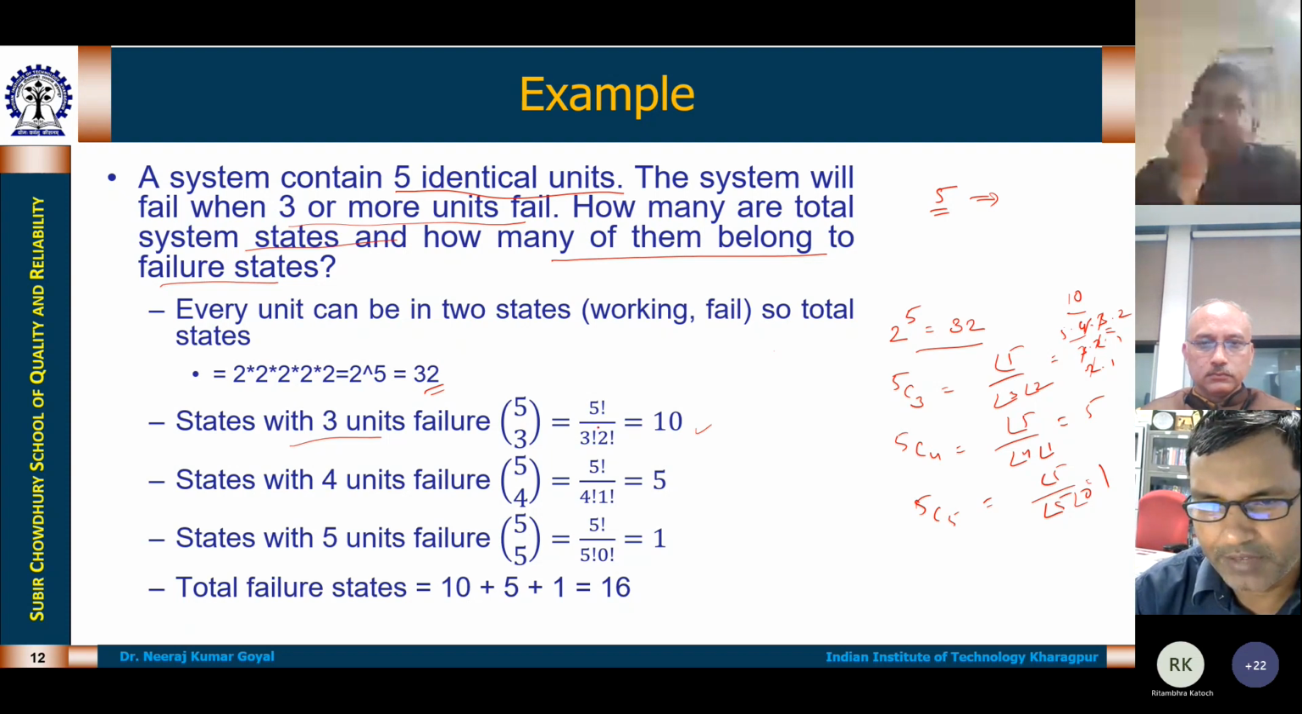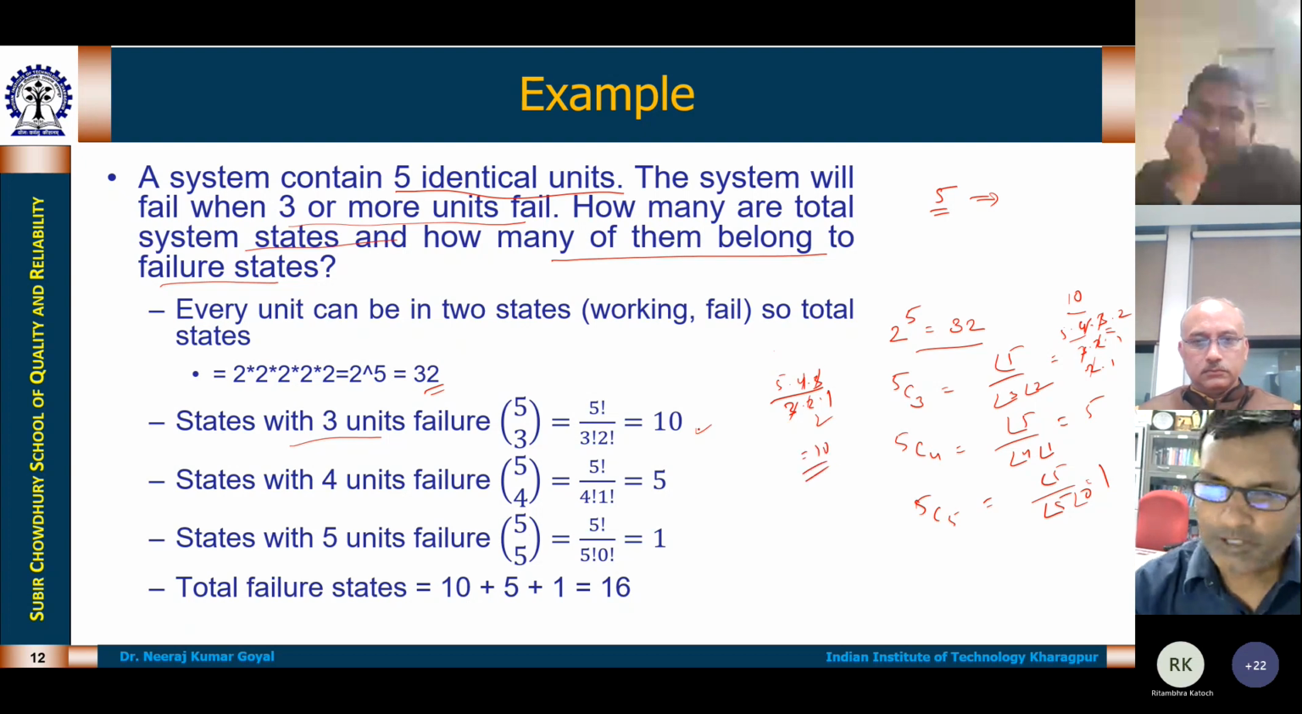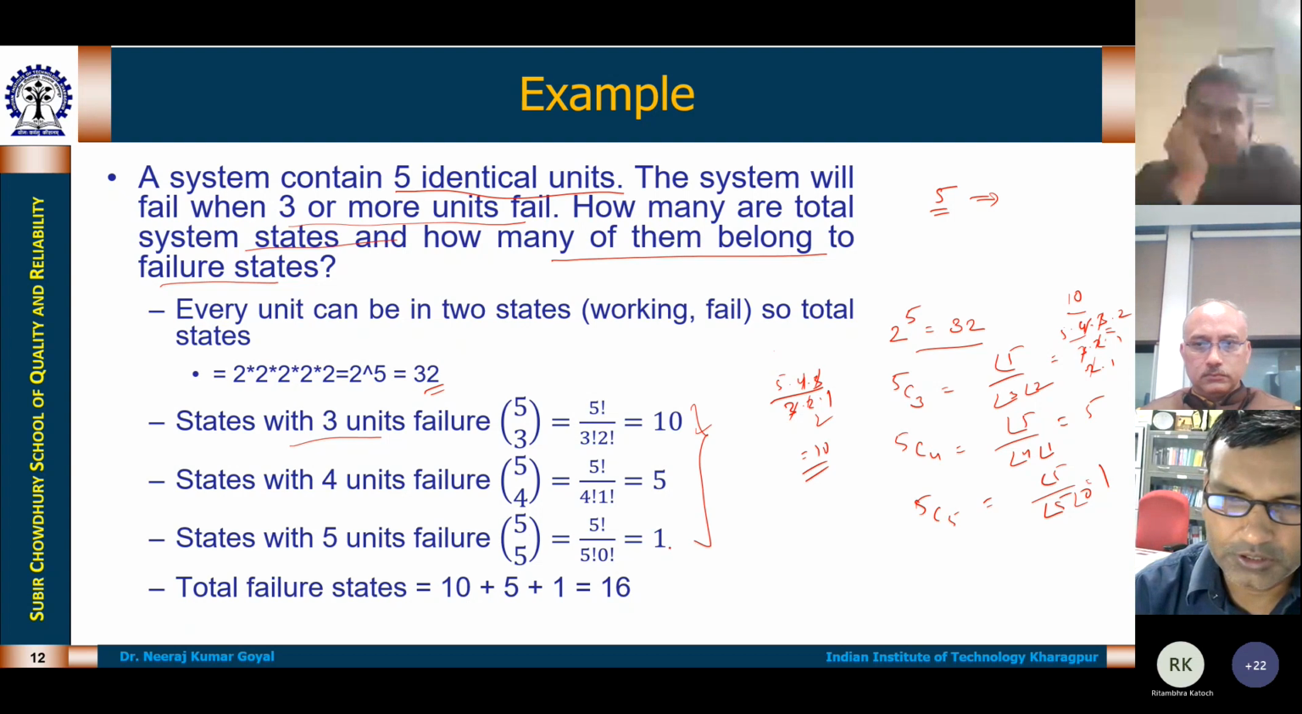Simple ways like 5 is there, 3, 3. So I will write 5, 4, 3, 3 terms here and 3 terms here. So 3, 3, 2, that will be equal to 10. So we can calculate each state and how much total states are there. 10 plus 5 plus 1, 16. That means out of 32 states, 16 states are in failure states.